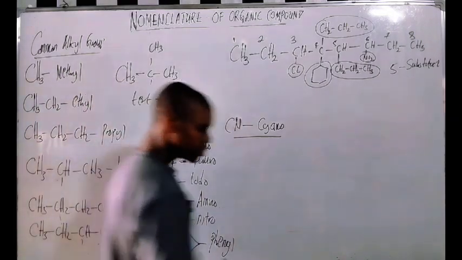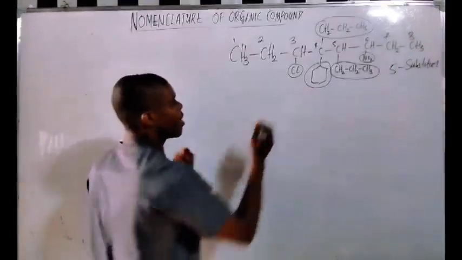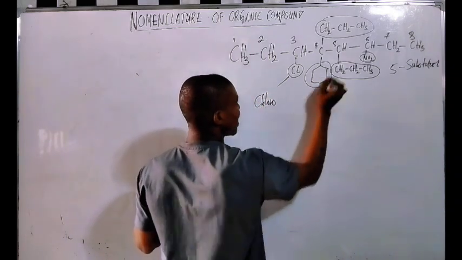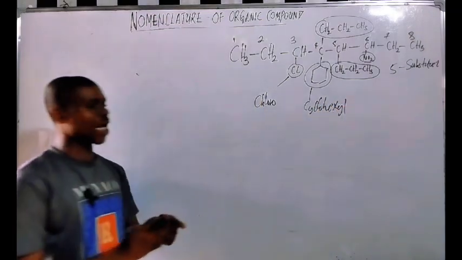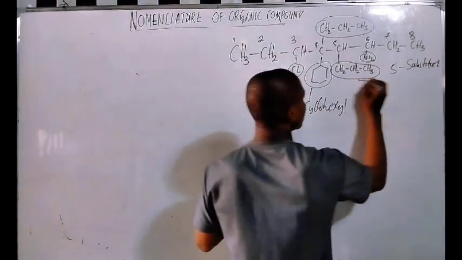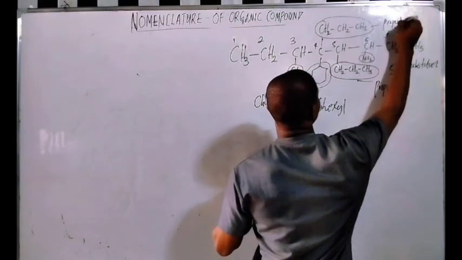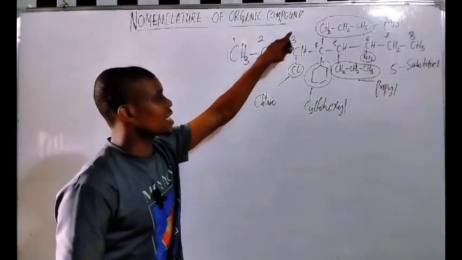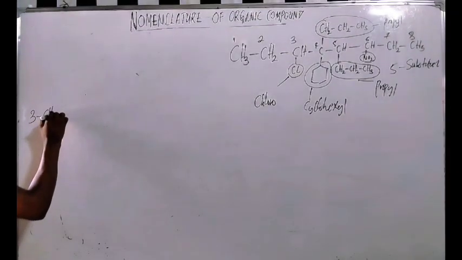It's very important. So now let's move over to this place here and finalize the nomenclature of these compounds. Check very well. If you look at this one here, we have chloro, and this one is called cyclohexyl. Here it's called propyl. Can you see that? So it means carbon 3 has a chloro group, so it's going to be 3-chloro.